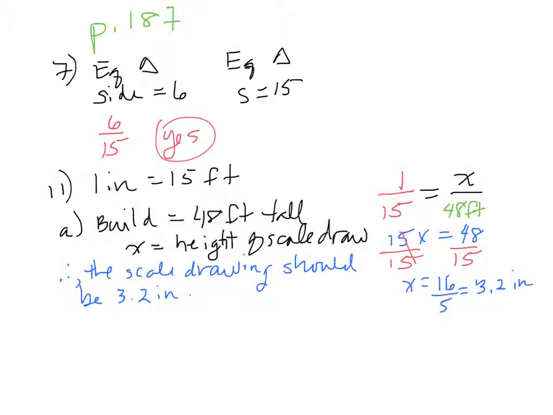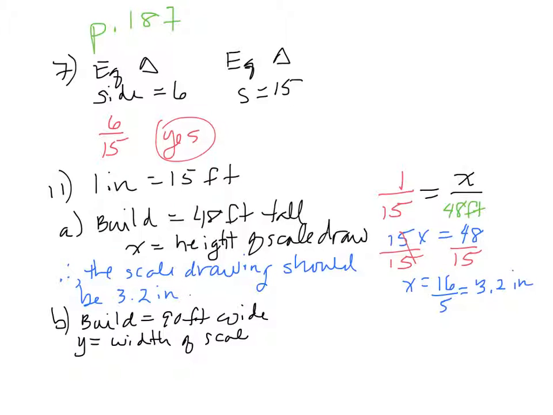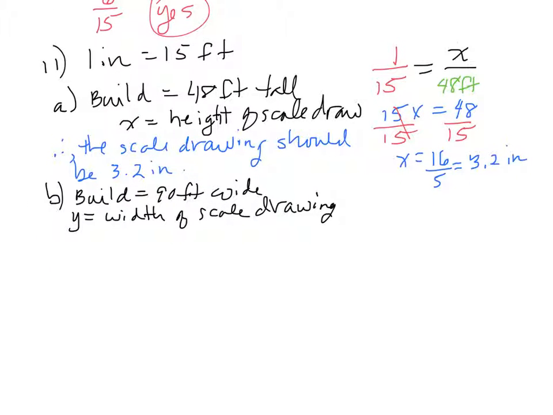All right, so then do part B, and we'll be done. So part B, this time they say if the building is 90 feet wide, how wide should the scale drawing be? All right, so you go ahead and figure that one out.